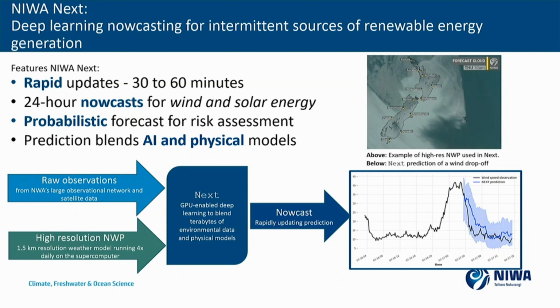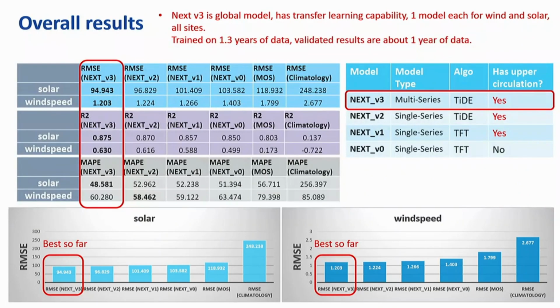So you have the raw observations going and also the NWP blending together into a deep learning model. And that creates a nowcast. And the bottom right is an example of a nowcast, which shows a wind drop off. And you can see it seems to be working. And how well does it work?